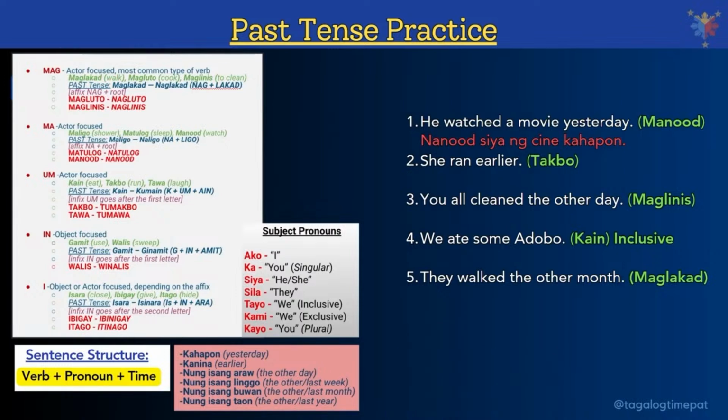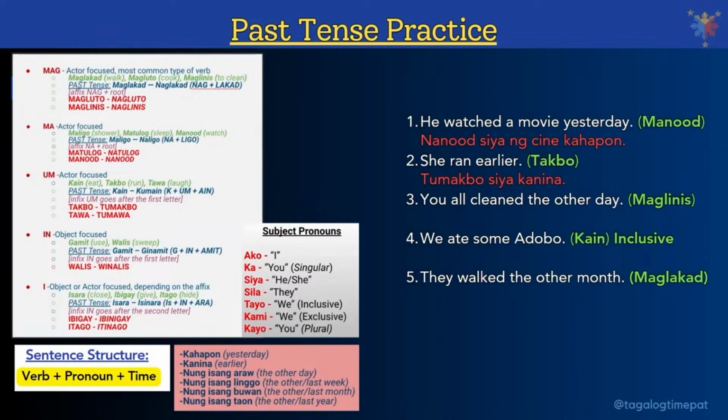Alrighty, we'll go ahead and go over the answers. So she ran earlier. Remember, the sentence structure is verb plus pronoun plus time. So it would be tumakbo siya kanina. She ran earlier. Tumakbo siya kanina.